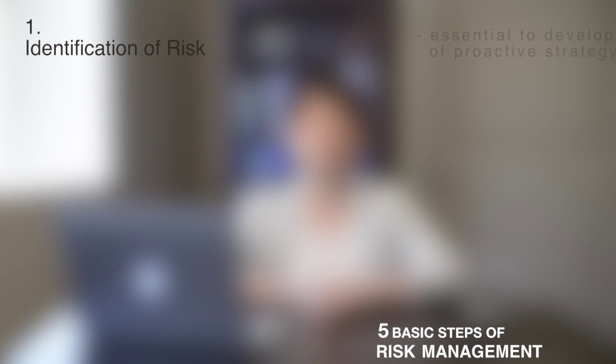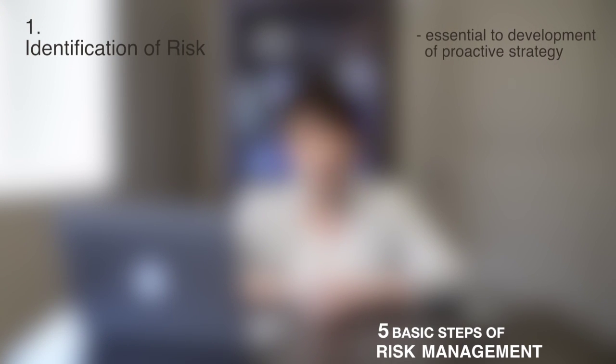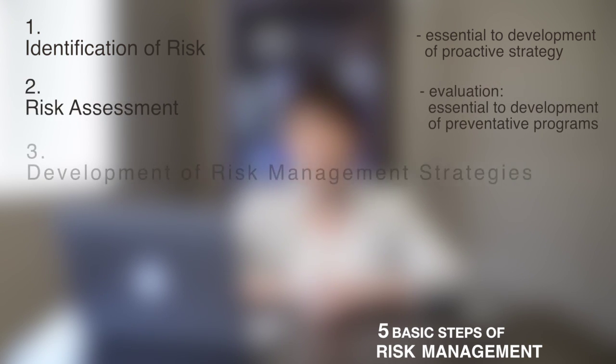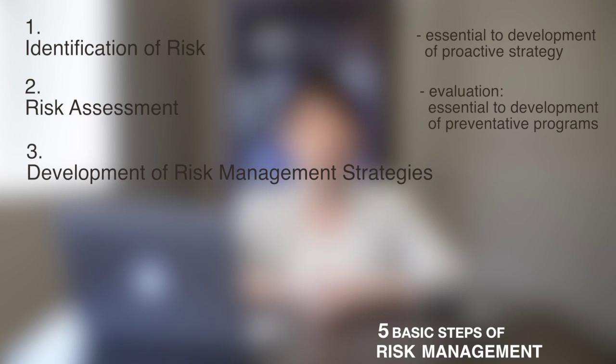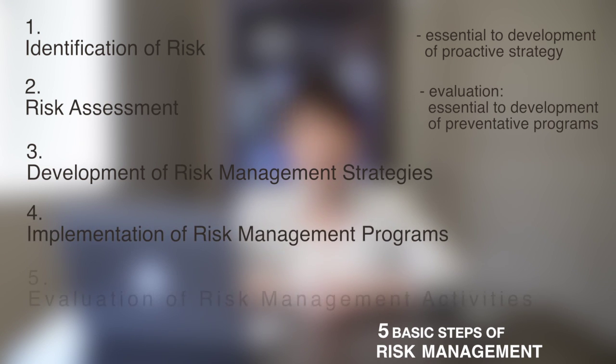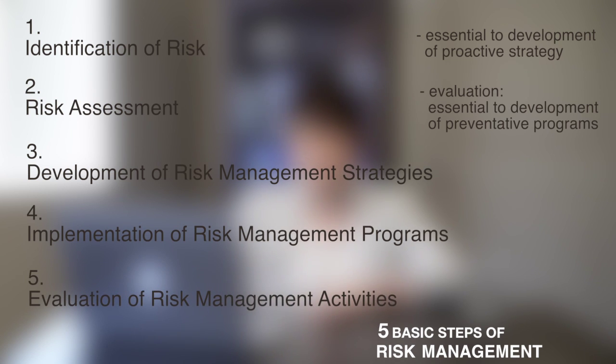There are 5 basic steps to risk management. The number 1 is identification of the risk. This is essential if you are to develop and implement any type of proactive strategy. Risk assessment is your evaluation process. Development of risk management strategies is where you develop any actions that will help decrease your risk. Implementation of risk management programs, and then evaluation of the risk management activities that you put in place.